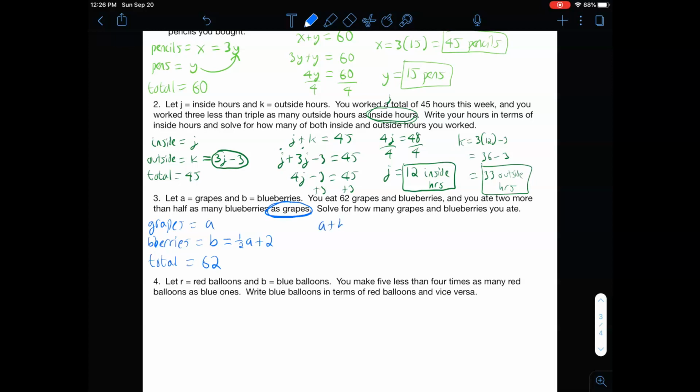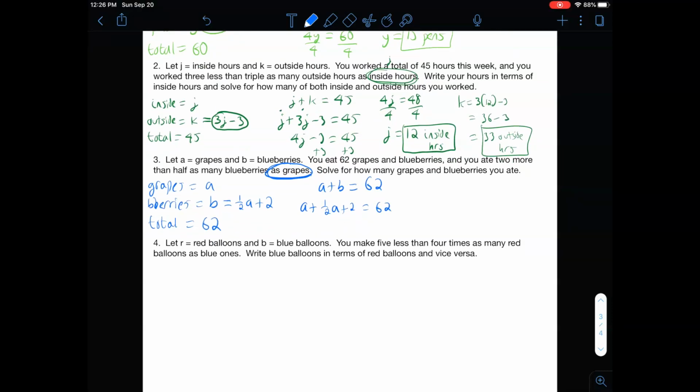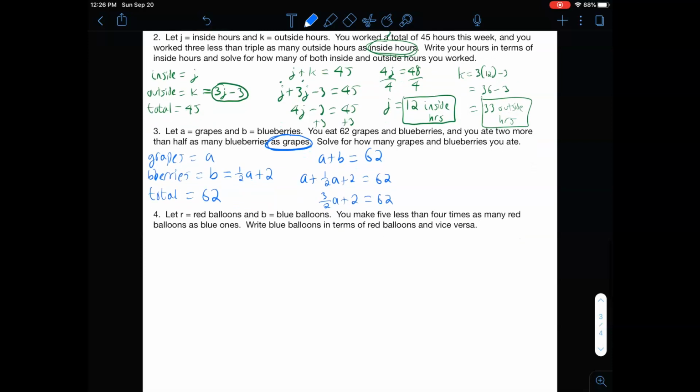All right, so we're going to fold in now. We have A plus B equals 62. B was 1/2 A plus 2, so A plus 1/2 A plus 2 equals 62. A plus 1/2 A is going to be 3/2 A, right? Or 2/2 A plus 1/2 A is 3/2 A, plus 2. So 3/2 A equals 60, times 2 over 3. Multiply by the reciprocal, that's how you get rid of that. A is going to equal 40 grapes.